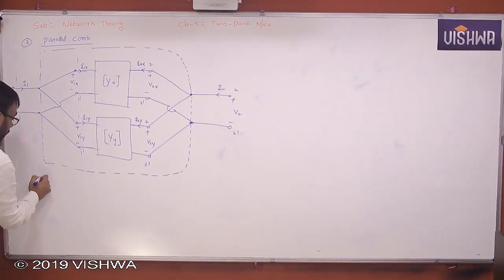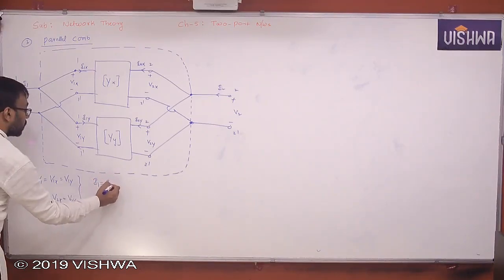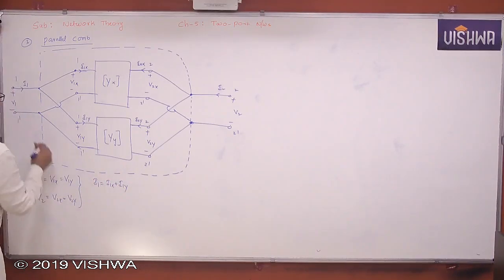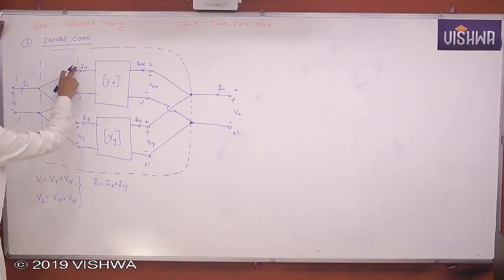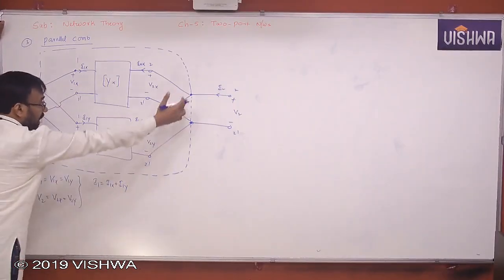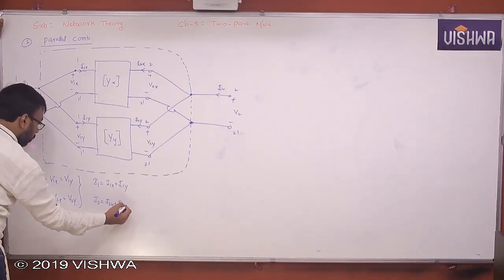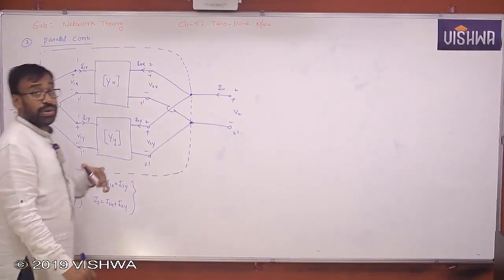Now you have some relations. What are they? V1 is equal to V1x is equal to V1y. V2 is equal to V2x is equal to V2y. This is one relation. I1 is equal to I1x plus I1y. Why? It is so. I1 is getting divided. Voltage same, but current divides. Look at this. This divided current will be, if you apply KCL at this node, I1 equal to I1x plus I1y. Similarly, you get I2 equal to I2x plus I2y. This is another relation.